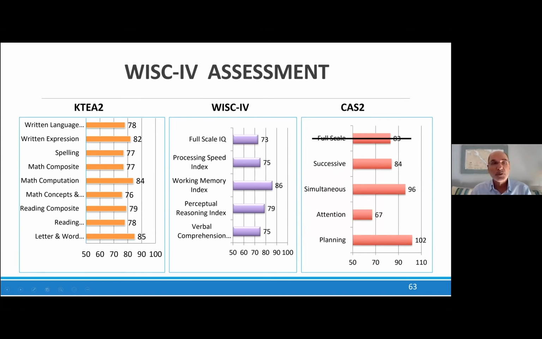Planning of 102, very average. Simultaneous, 96, very average. Successive, kind of on the borderline, 84, right? About 15th percentile. Attention, 67. Inattentive type of ADHD. The discussion in the meeting with all the staff at the eligibility was, is he intellectually disabled or not? Answer is no.